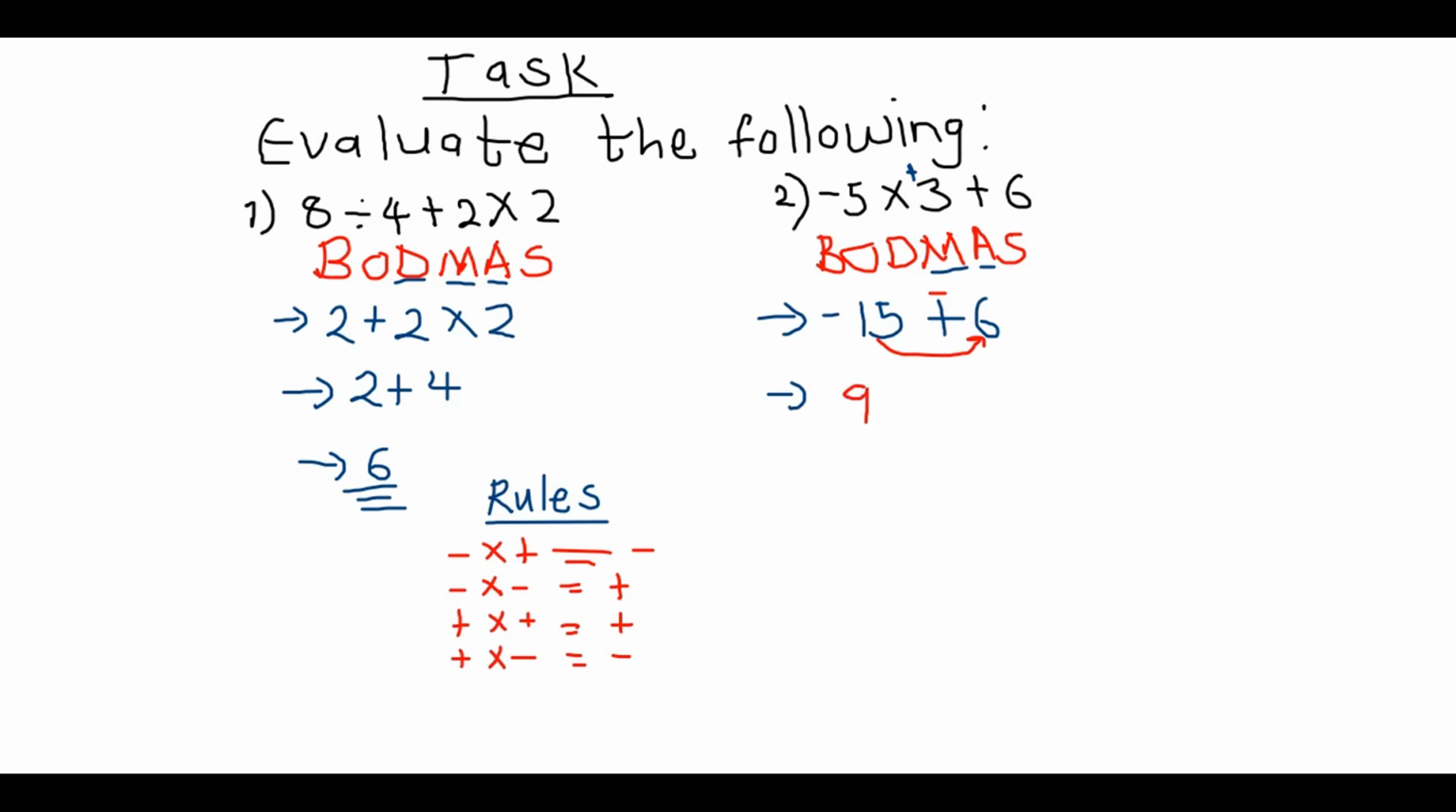Before we write any sign, we use the sign of the bigger number. The negative has 15, and 15 is bigger than 6, so we follow the sign which has the bigger number, which is negative. So the answer will be -9. That's how we answer those questions.